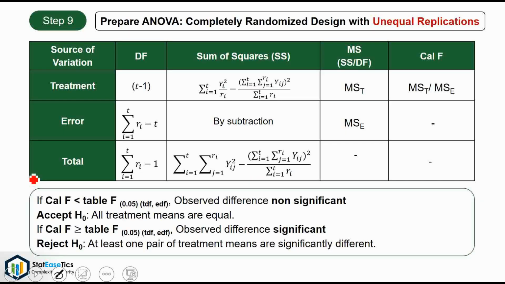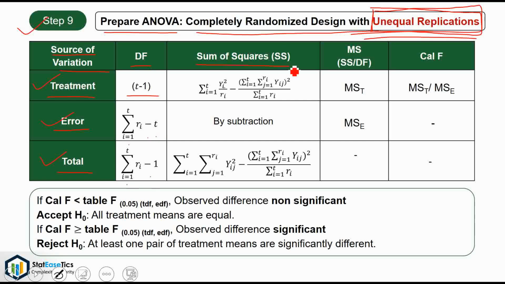Now let's discuss the analysis of CRD with unequal replications. Here steps 1 to 8 remain the same and step 9 is prepare ANOVA for completely randomized design with unequal replications. Here the ANOVA table consists of source of variation, which includes treatment, error and total, and degree of freedom for treatment is t minus 1. For error it is summation i equal to 1 up to t of ri minus t, and for total it is summation i equal to 1 up to t of ri minus 1.